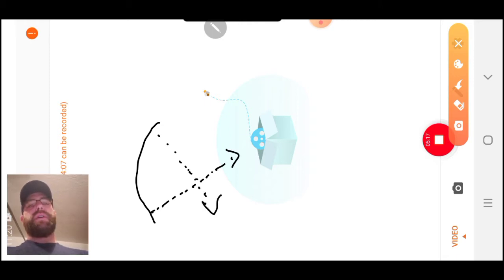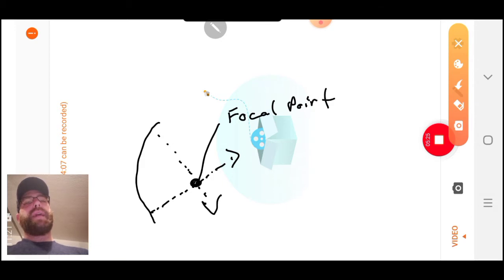And there's something called a focal point right here. This is a focal point. I'm not going to get into the complicated part of this because it's an online lecture, but at the focal point, the image flips. And so there's something kind of weird that happens.